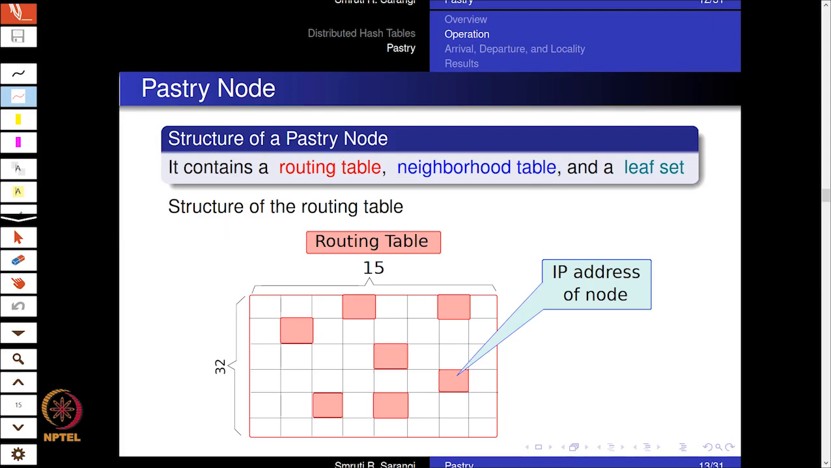So the most important data structure is a routing table. A routing table in this case, where we are considering a base 16 system, will have 32 rows as we see over here, and it will have 15 columns. So why 15 columns and 32 rows, if it is not self-evident by now? Well, if we consider the 2 hex digits, then we actually have 15 possible choices.